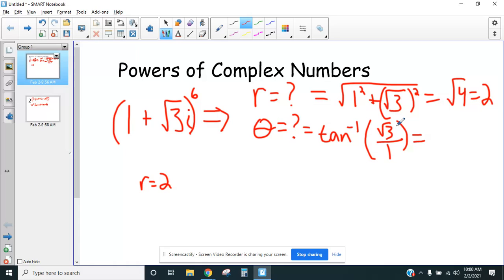That should be 60 degrees. Now ask yourself this. Where is this complex number? Well, it's in the first quadrant. It's both positive numbers, right and up. Is 60 degrees in that location also? Yes. So we don't have to add anything or subtract anything here. So our angle is 60. Sometimes, again, I want to reiterate that, you might have to add 180. It'll happen. So theta is 60, and r equals 2.